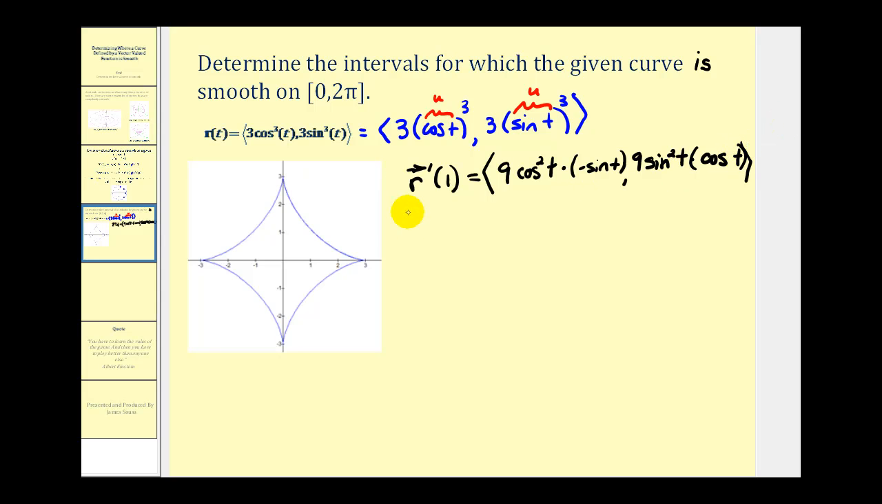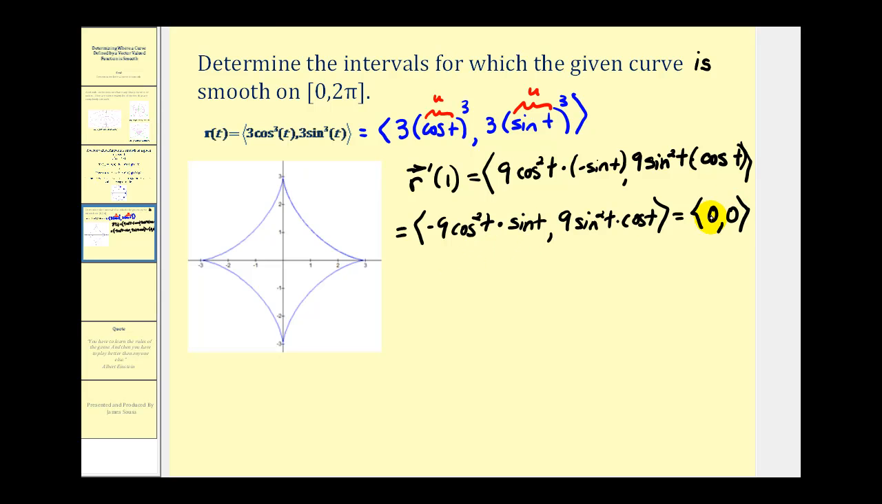Let's go ahead and clean this up. This is going to be equal to negative 9 cosine squared t times sine t. Then we'll have 9 sine squared t cosine t. And again, we want to know when this is equal to the 0 vector, so where the x component and the y component are both equal to 0.